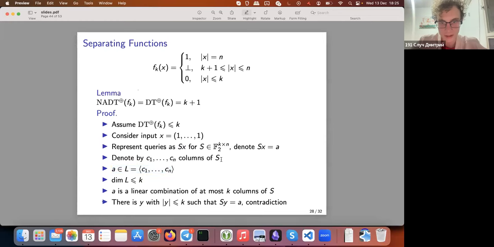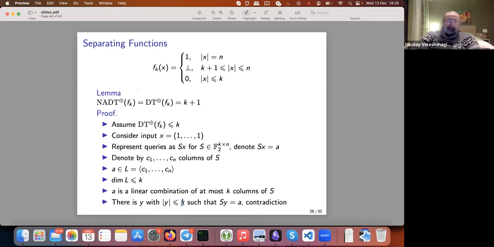But the rank of matrix S is at most k, so the dimension of that space is at most k, so we can throw off n minus k vectors. And because of that, A can be represented as a sum of some k vectors. And because of that, we can replace x with some y having at most k ones.